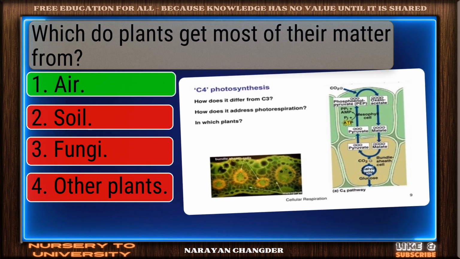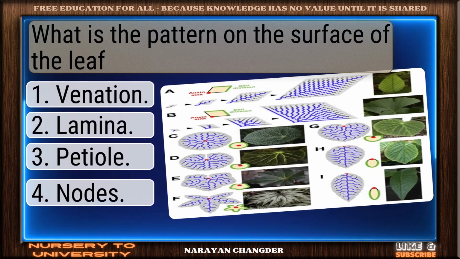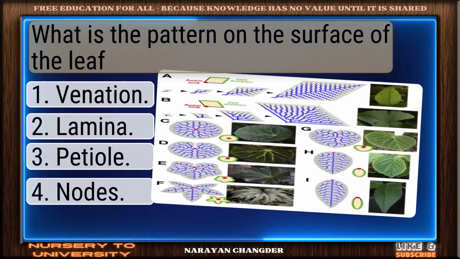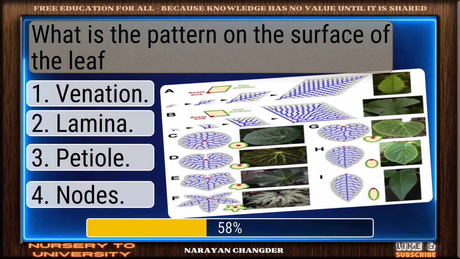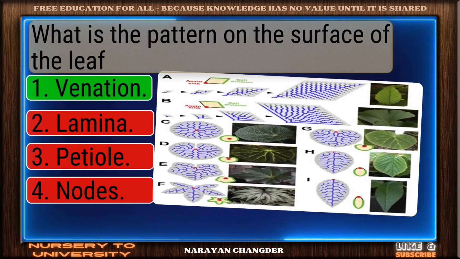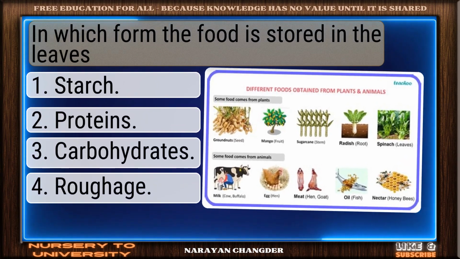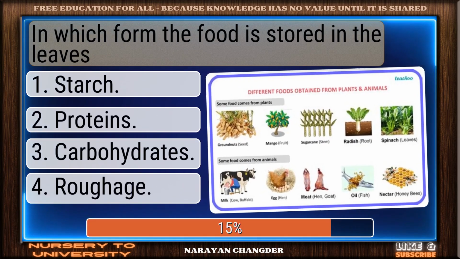You're right. Air is the correct answer. What is the pattern on the surface of the leaf? On track. Venation is the correct answer. In which form the food is stored in the leaves?